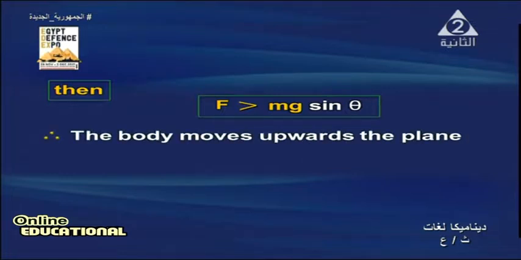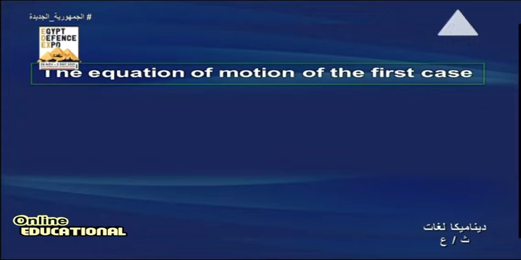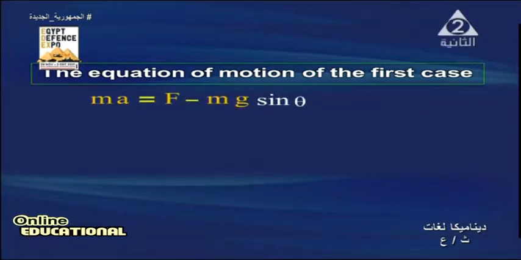Then, if F is bigger than mg sine theta, the body moves upward the plane with a uniform acceleration A. Now, we can write the equation of motion of the first case. In the first case, the body moves with a force of magnitude F Newton, then MA equals F minus mg sine theta.